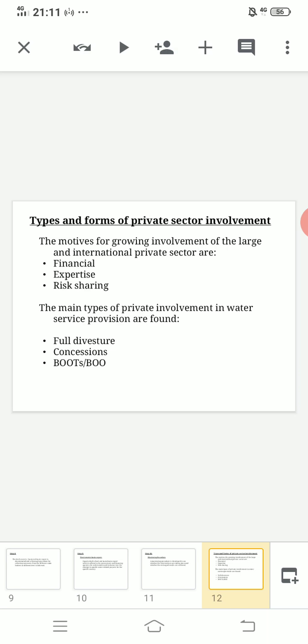This is all about the private sector, and the main types of private involvement in water service provision are as follows. First is full divestiture, that is transfer of all public assets through sales, in which case the private sector obtains full responsibility of the water supply network facilities and operations. This is full divestiture given to the private sector.